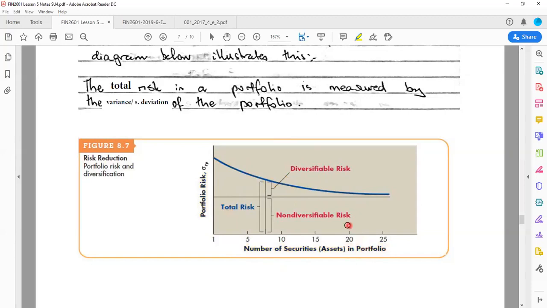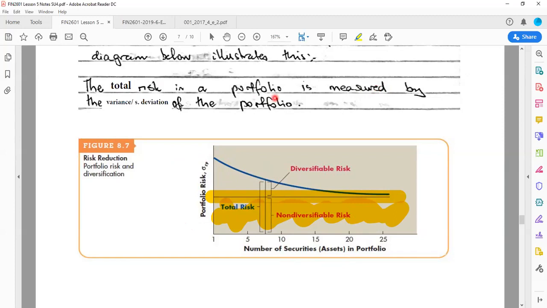But you'll notice that the part that's decreasing is the top half of the graph. This is the part that decreases. But the bottom part does not decrease. The bottom part is the part to do with non-diversifiable risk. This risk remains the same. It doesn't change as we invest in more and more assets. But as we invest in more and more assets, the diversifiable risk decreases.